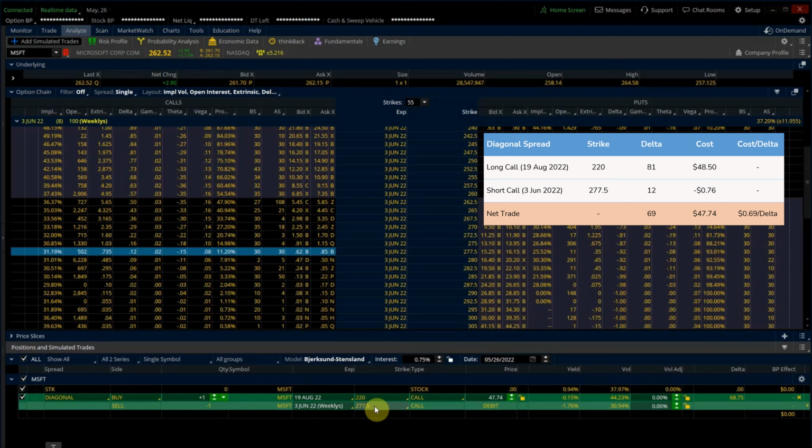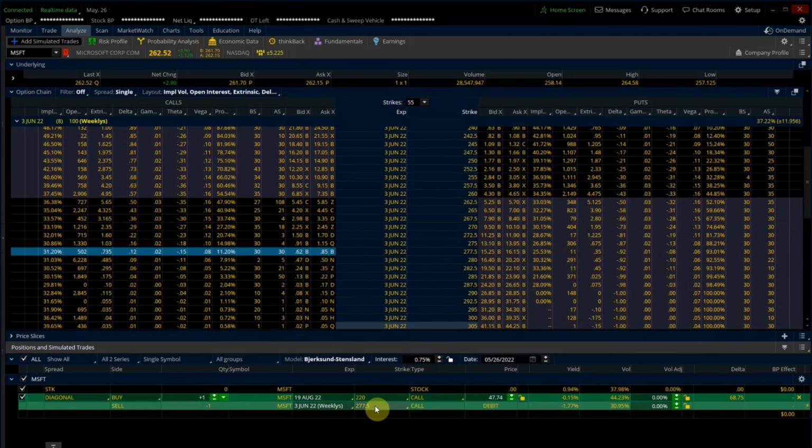Remember, all of us have limited capital. At the end of the day, our goal is to maximize our return on investment on the limited amount of capital we have. So having a lower cost per delta, you essentially enter the trade with a lower opportunity cost because your remaining capital could be used to invest in other trades.